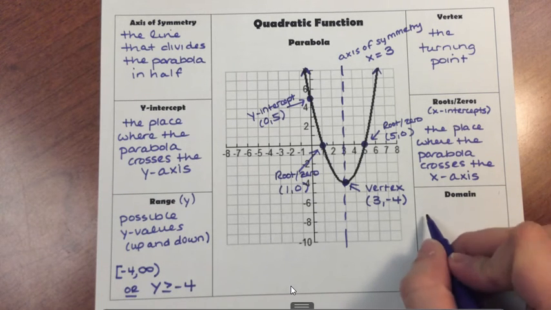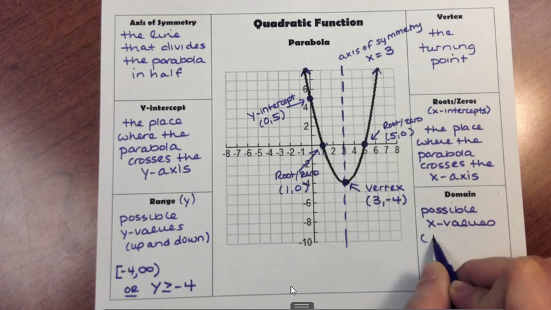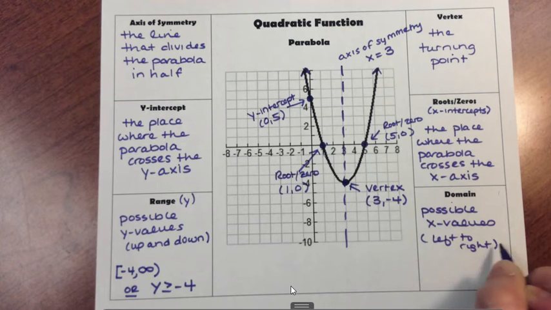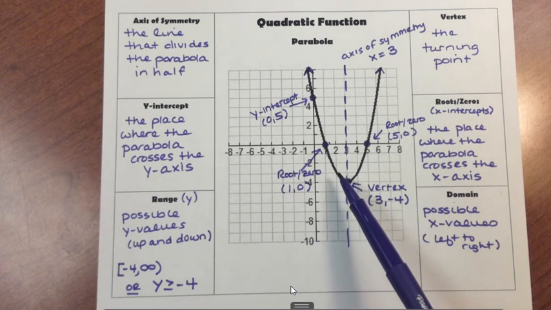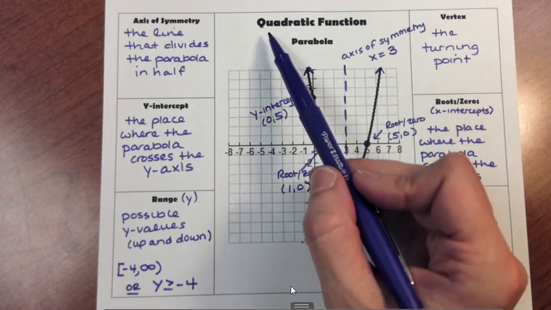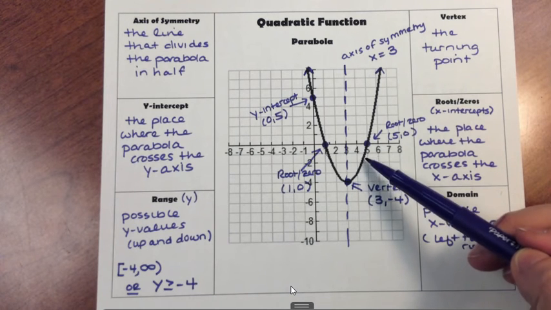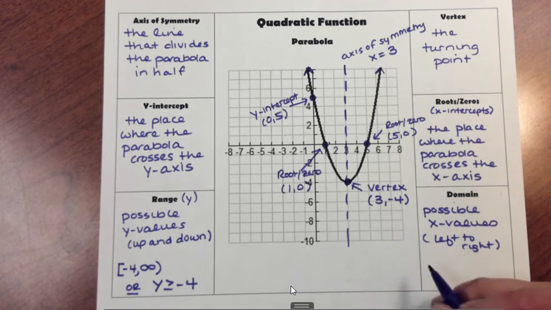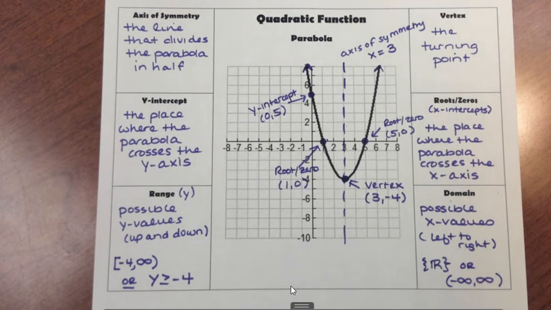So if range is possible y values, remember that domain is the possible x values. So we're looking across, left to right. All right, so if you're following our graph, let's start at the middle. Let's start at the vertex. If you're following it to the left, and you imagine this keeps going on and on and on, does it ever stop moving to the left? No. If we start back here at the vertex and we keep following this, does this ever stop going to the right? No. So 2 ways we can write our answer. We can say that the domain is all real numbers, or in set builder notation, we would write that as -∞ to infinity.